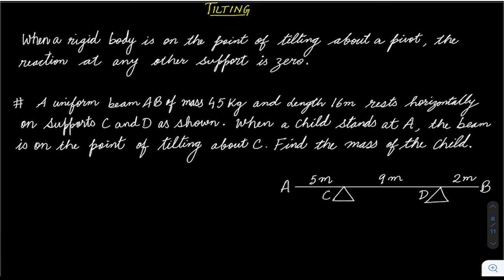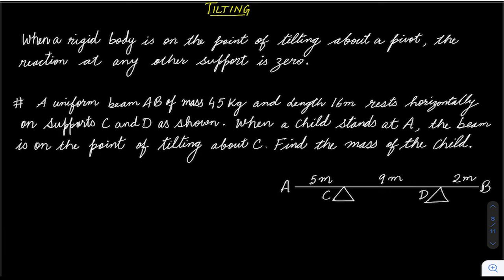Now in this video we will talk about tilting. I know that most of the students have problems in tilting. In this chapter the most difficult thing that students find is tilting. So let's discuss this. What is tilting? When a rigid body is on the point of tilting about a pivot, the reaction at any other support is zero. So whenever we say a body is on the point of tilting about a point, then the reaction at other points or other supports will be zero. We will see this with the help of some examples. So let's try to understand this.